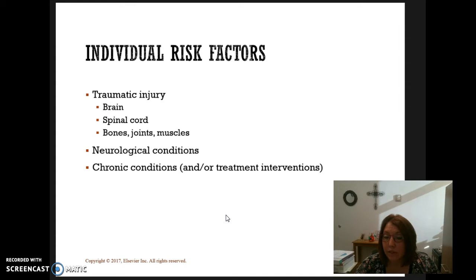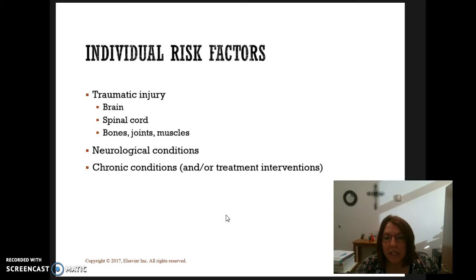Somebody has a motor vehicle accident and has a brain disorder from that, where they fracture their skull and it's done some damage. They're going to take some time to get back up into a mobile state and get back to their optimal level of functioning. Also, neurological conditions. People that have had strokes will have problems with mobility. People with multiple sclerosis, things like that.